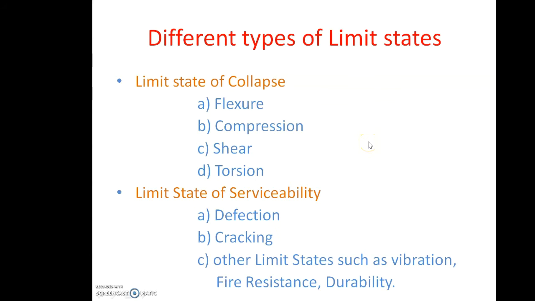Different types of limit states. These are the limit state of collapse and the limit state of serviceability. Limit state of collapse, in this we have four types: for flexure, that is for beams, for compression, for columns, for shear, and torsion. After designing the structure for limit state of collapse, we will check the structure for limit state of serviceability, that is deflection, cracking, and other limit states such as vibration, fire resistance, and durability.